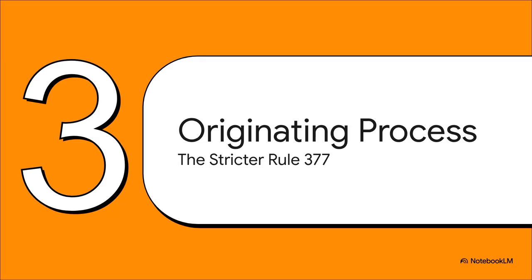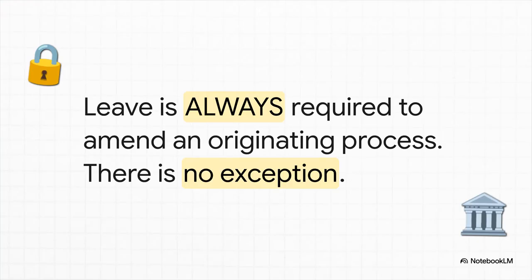Okay, let's pivot. Remember that other category we talked about right at the start? Amending the actual originating process? The claim, the application. This is a totally different world, and it's governed by the much tougher Rule 377. Here's the golden rule, and it's simple. There is no amend as you please stage for an originating process, ever. From the second it's filed, any change, no matter how tiny, requires the court's leave, period. No exceptions. It just shows you how fundamentally important the court considers these kickoff documents to be.